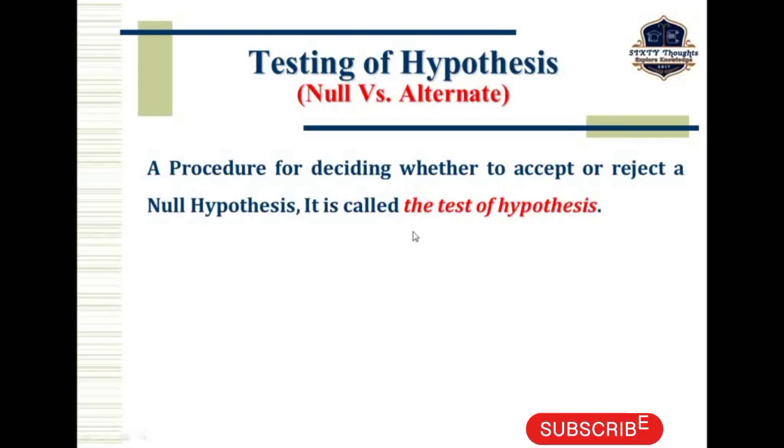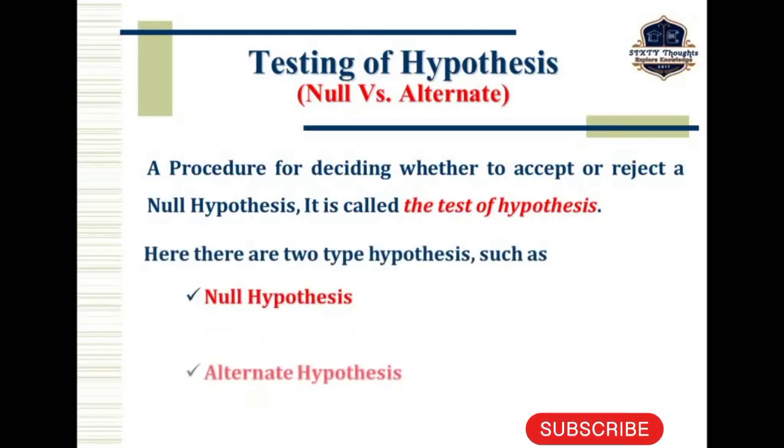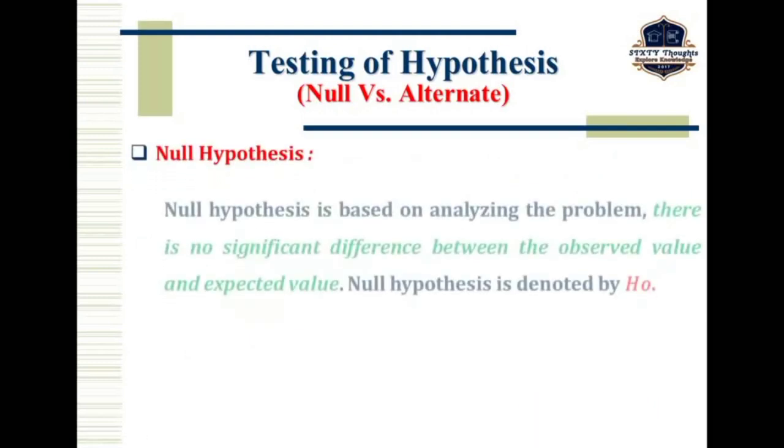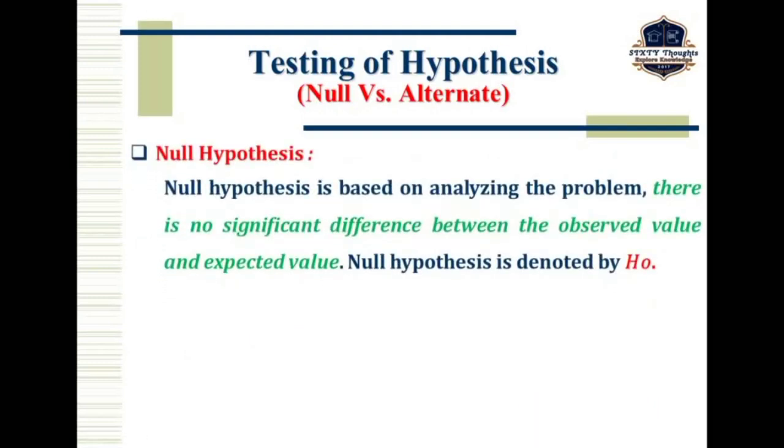So here there are two different hypotheses. We have one, the null hypothesis, and another, the alternate hypothesis. Let us see the null hypothesis. The null hypothesis is based on analyzing the given problem: there is no significant difference between the value and the expected value, and it is denoted by H naught.